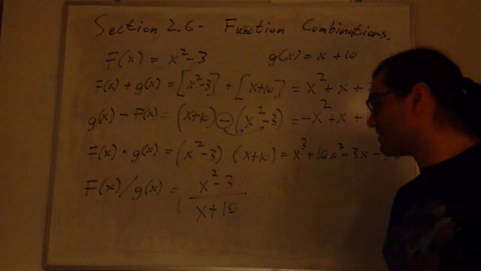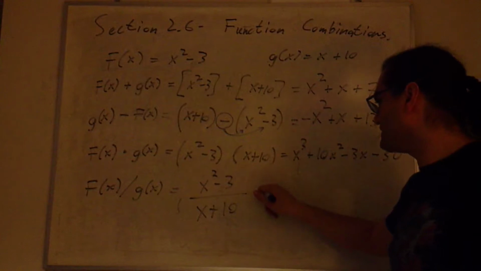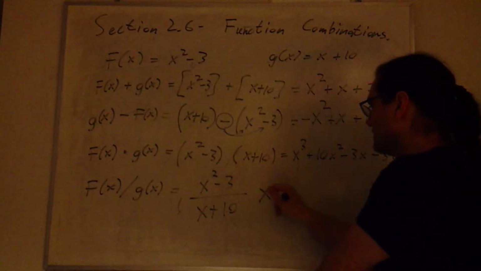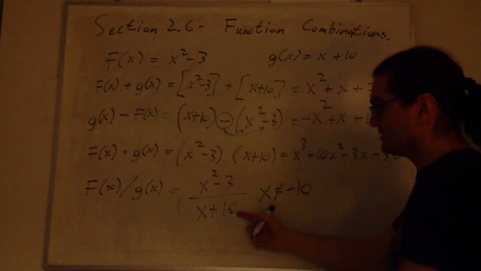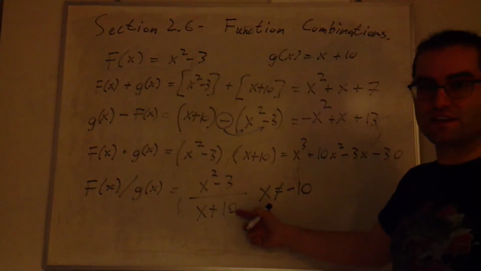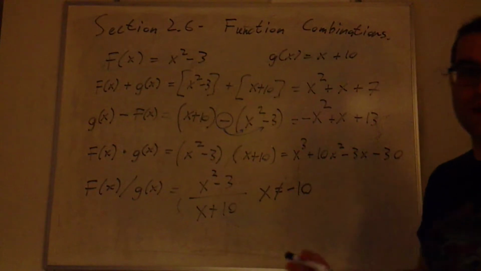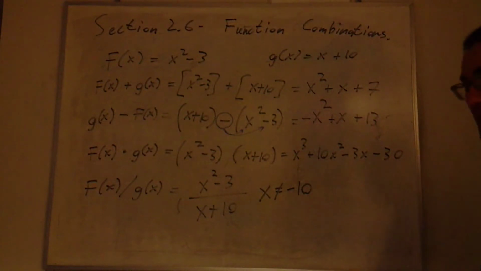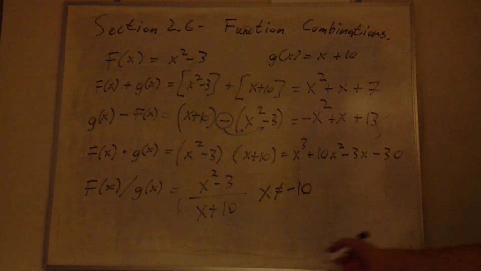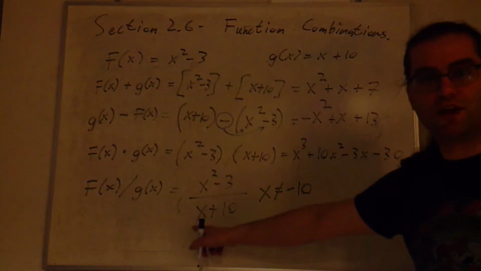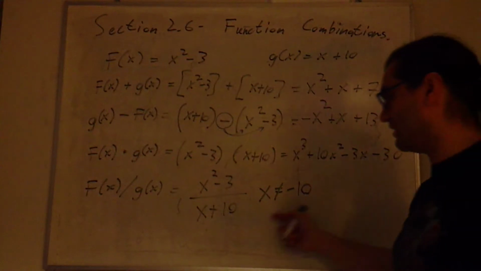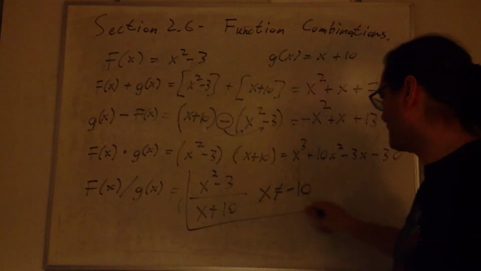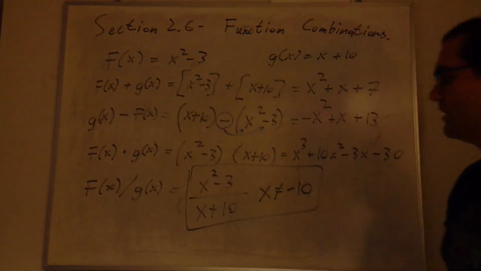There is one thing we need to add though. We need to say that x cannot equal -10, because now that this thing is in a denominator, it's going to give us a domain restriction. You can't divide by 0, so anytime you have variables in denominators, that's something you need to be careful of. And we can list that as our domain restriction, and then we're done with that.